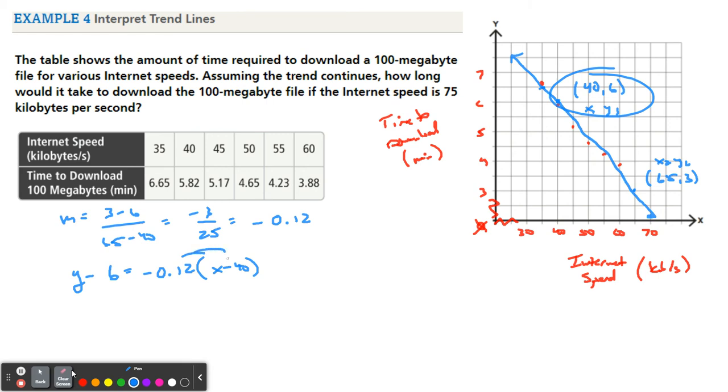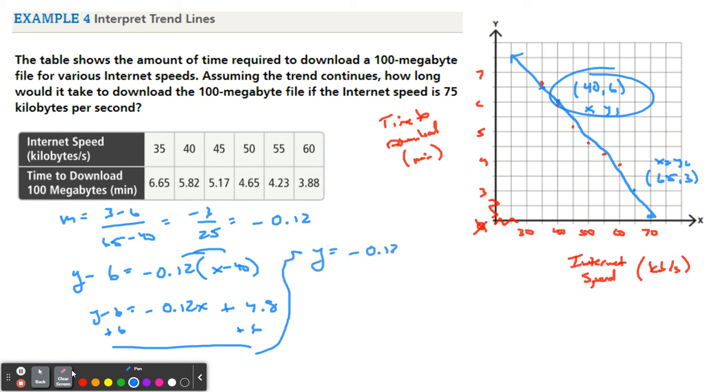I'm going to distribute the negative 0.12. So y minus 6 equals negative 0.12x. And then negative 0.12 times negative 40 is positive 4.8. And then I'll add 6 to both sides to get y all by itself. And my y equals negative 0.12x plus 10.8. Okay, so there is my generic equation for my trend line.